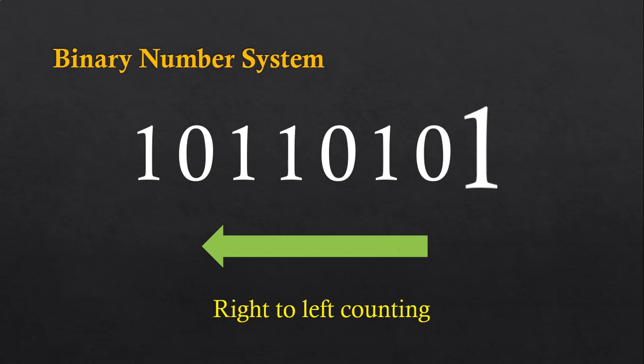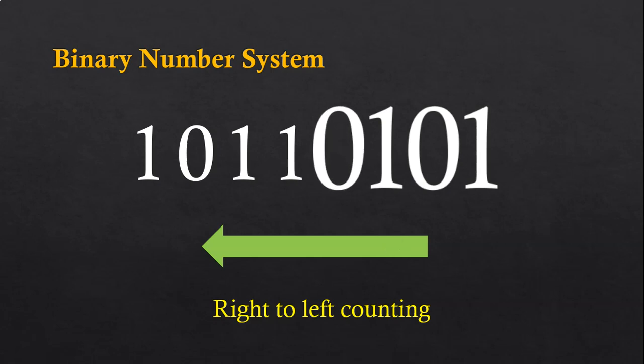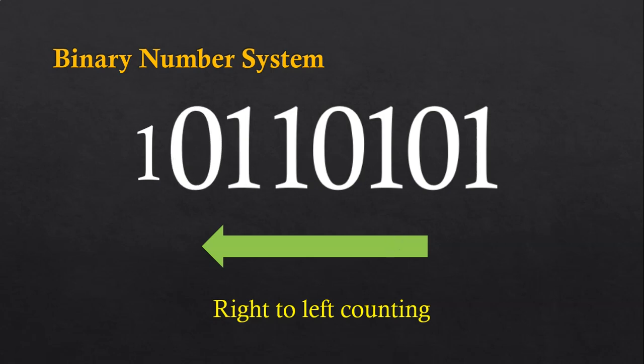I again repeat, this is LSB, then second LSB, third LSB, fourth LSB, fifth LSB, sixth LSB, seventh LSB, and this is MSB. So in that way, if you count from left to right, then you have to count in MSB style. If you count from right to left, then you have to count it in LSB style.